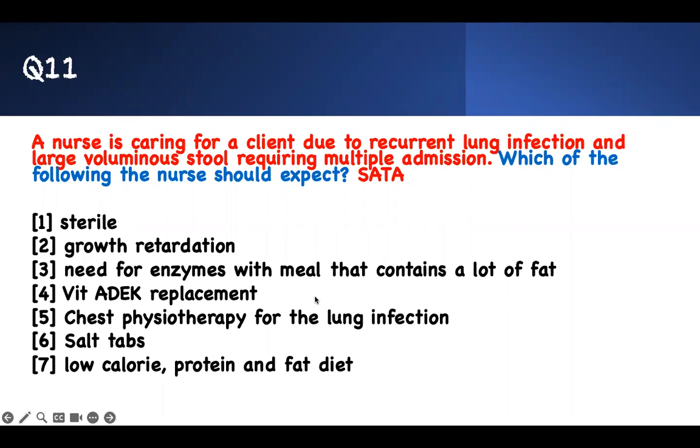Which of the following, that was my plan to make a case, but I feel like I can give you everything in the very short form. Which of the following should the nurse expect? So then you go and rewrite your stuff. Select all that apply. Caring for a client with lung infection, buzzword number 1, and large voluminous stool, a lot of stool, requiring admission. So which diagnosis has a lung problem and a stool problem?